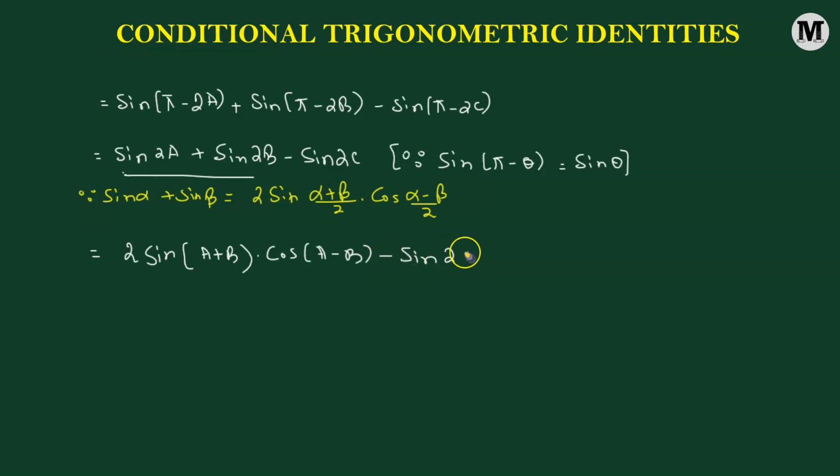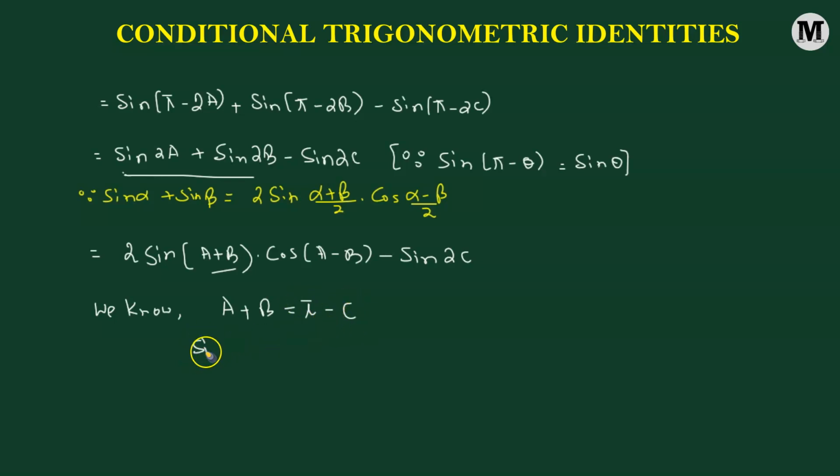minus sine of angle 2c. Now we're going to use the condition to change a plus b to angle c. How shall we do that? We know for a fact that it's given to us that a plus b plus c equals pi. So that means a plus b can also be expressed as pi minus c.